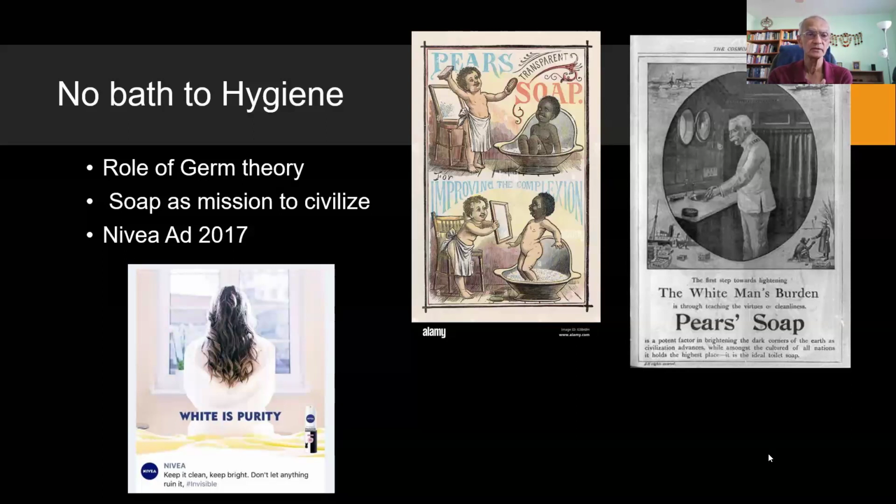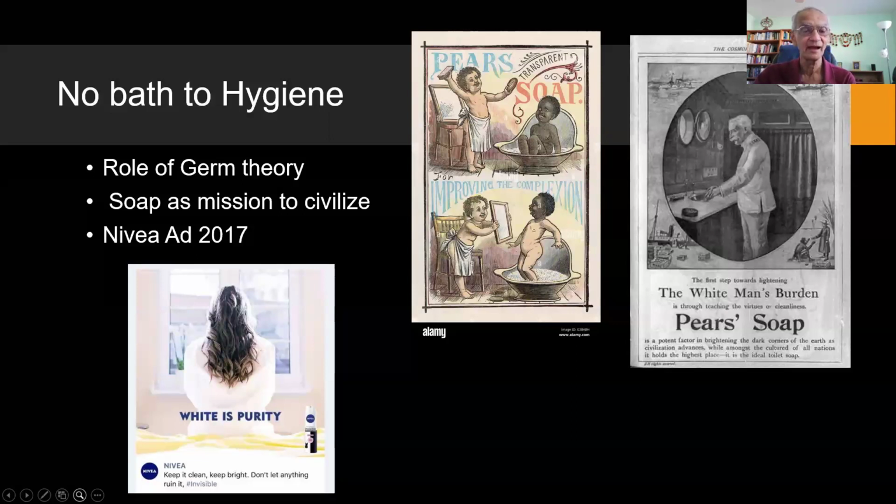And so, rightly or wrongly, the scientific concept of infectious disease was incorporated into racial thinking. This may make you cringe when you look at the ad, as Pears is a well-known soap brand, and you can just see how offensive this cartoon is. The middle one shows how a child, just washing himself with the soap, turns lily white. And at the same time, the Pears soap, the white man's burden.